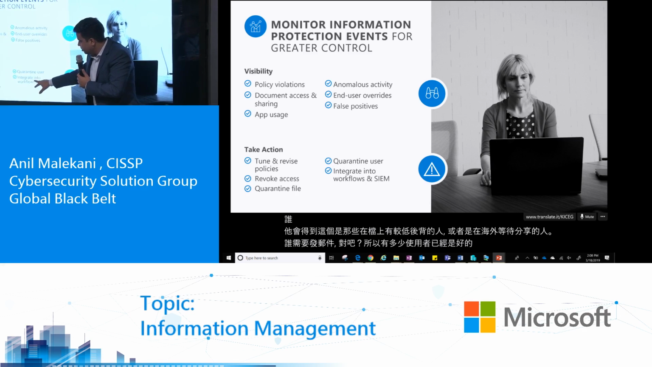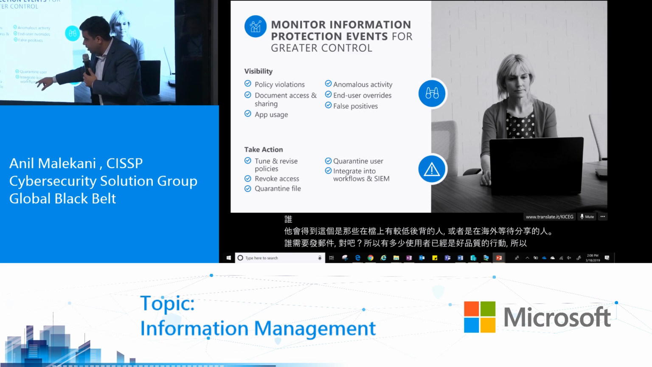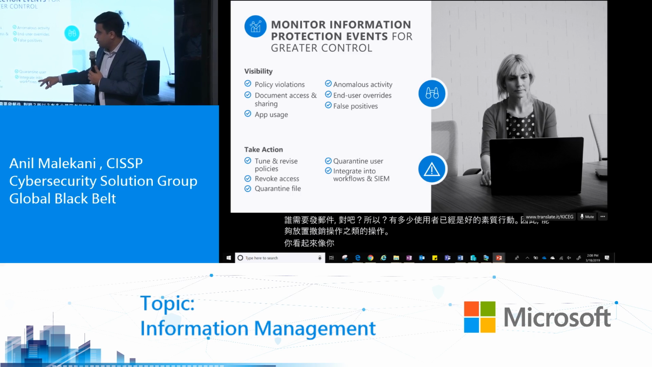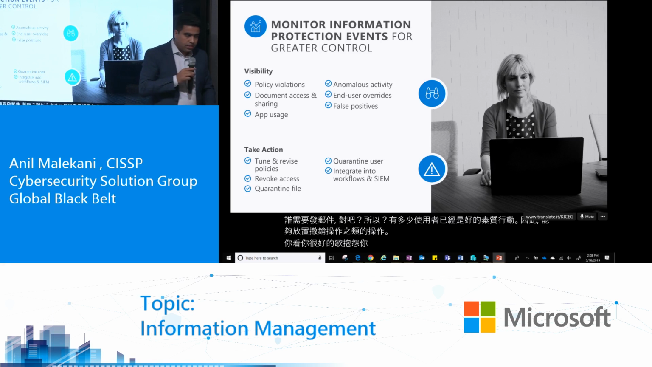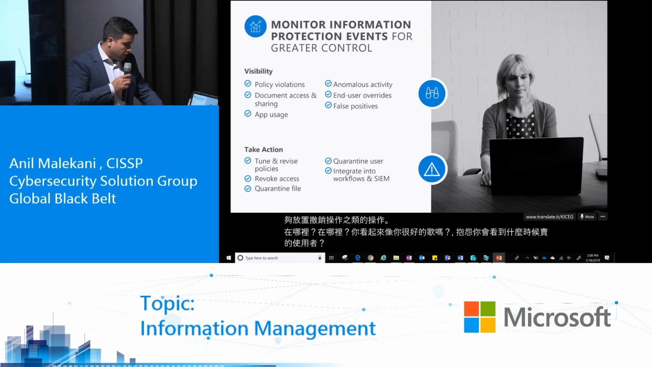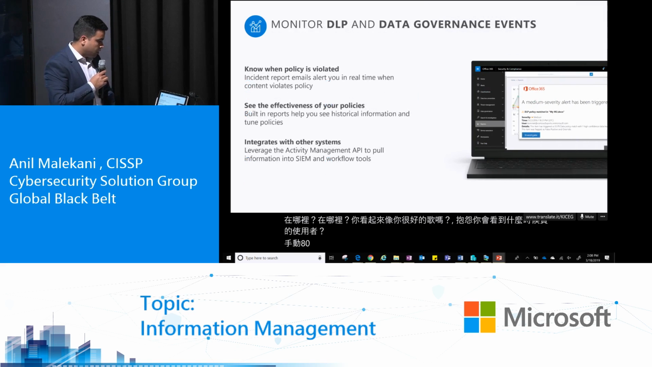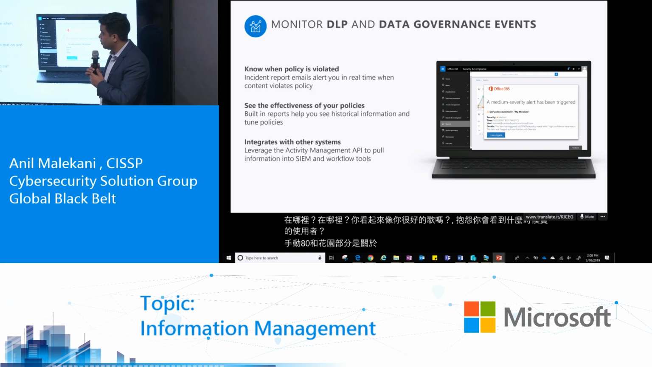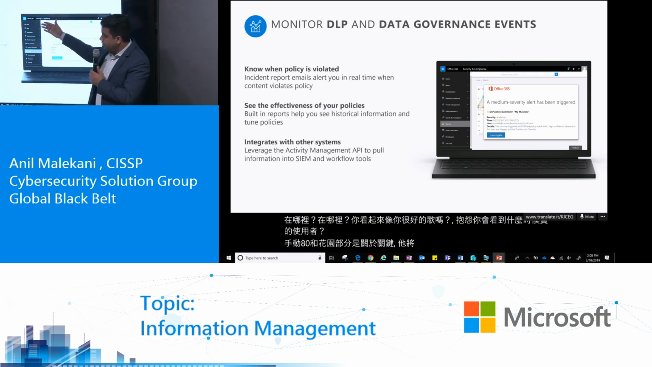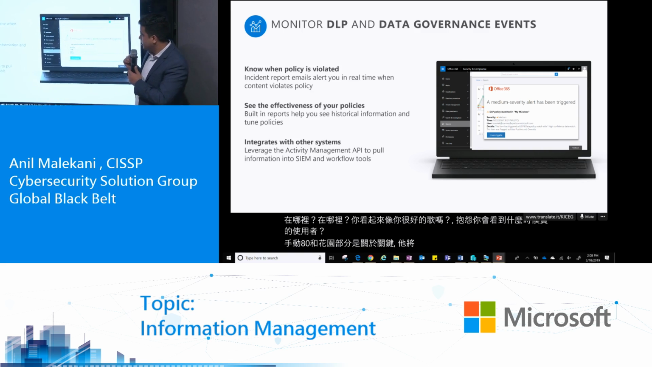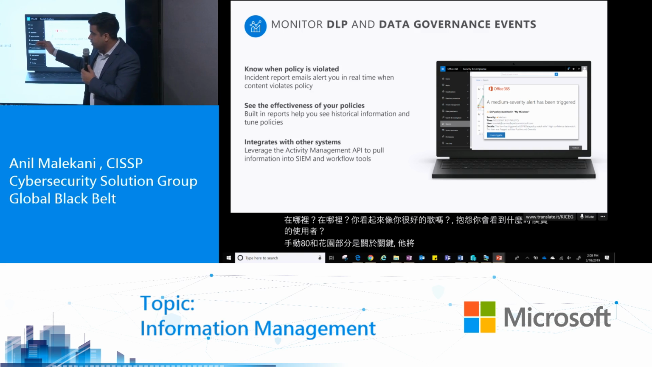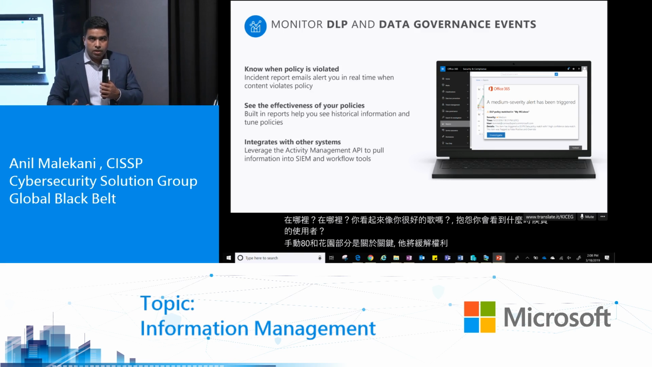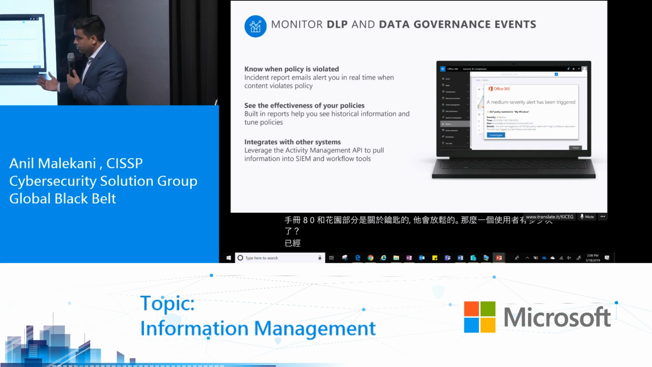So be able to take some actions like revoke access, quarantine a file, right, if it's non-compliant to your policy, quarantine the user himself. So having a visibility and governance action is one of the key abilities for the monitoring and revocation. So you need to know when a policy is violated, right? What is the effectiveness of your policies? So how many times a user has to override, or how many times do you see a false positive?